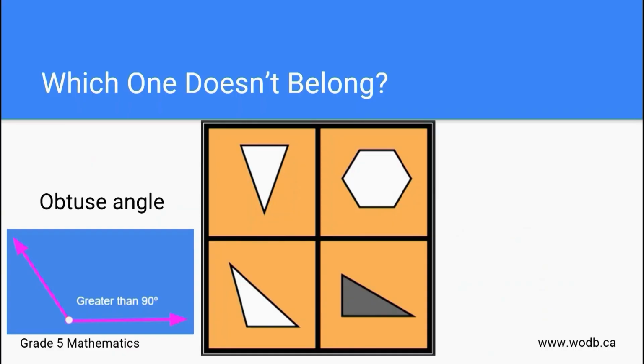Welcome back. Were you able to find something to write with and write on? It's okay if you didn't. Just follow along with the video. Now I want you to take a look at these four shapes. Which one doesn't belong?